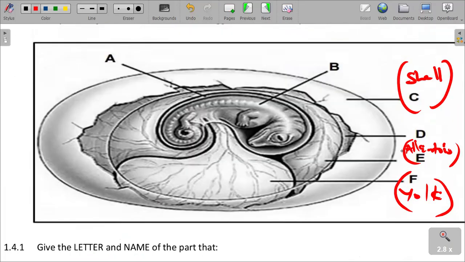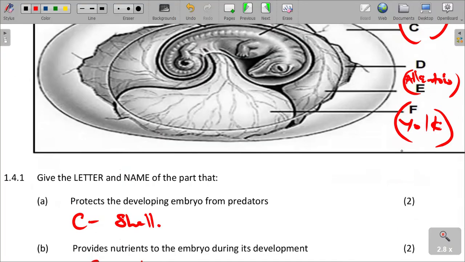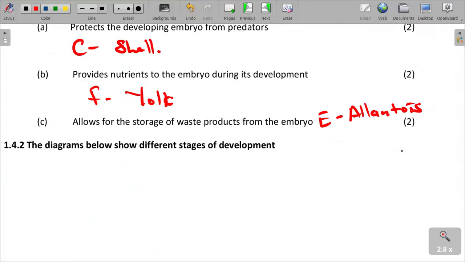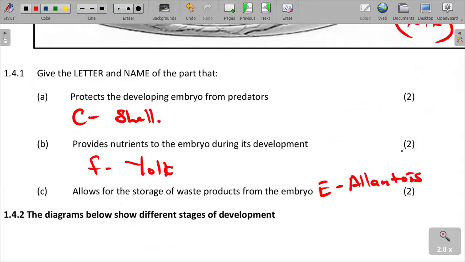And then obviously we have to know that the developing embryo is A there. We have the amnion, which is covering and protecting the developing embryo and giving a membranous cell that houses the amniotic fluid, which should also avoid the drying out of the chick inside the egg.